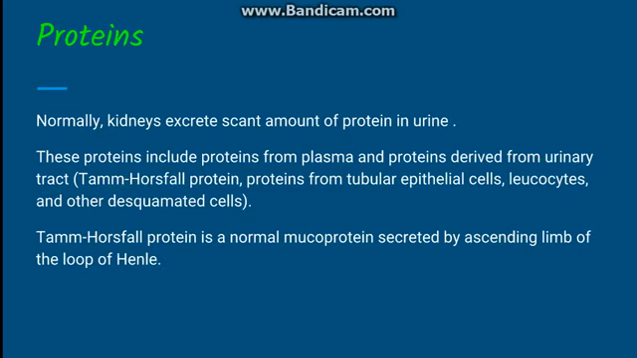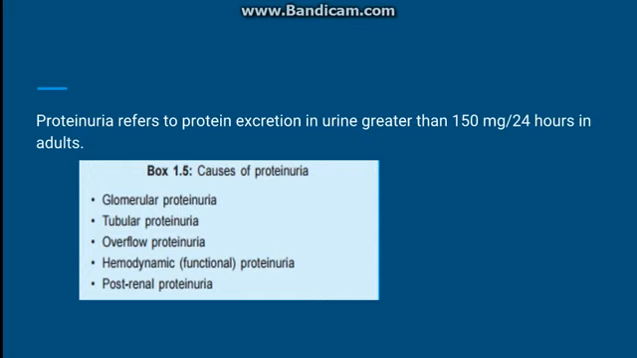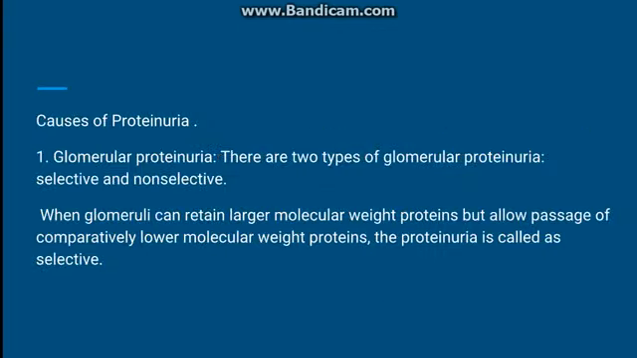Now, the abnormal presence of proteins in the urine is known as proteinuria, and its excretion should be greater than 150 milligrams per 24 hours in adults. There are many causes of proteinuria. We will discuss them according to the pathogenesis, which can lie in the glomeruli, in the tubules, and various other places. Firstly, the glomerular proteinuria.